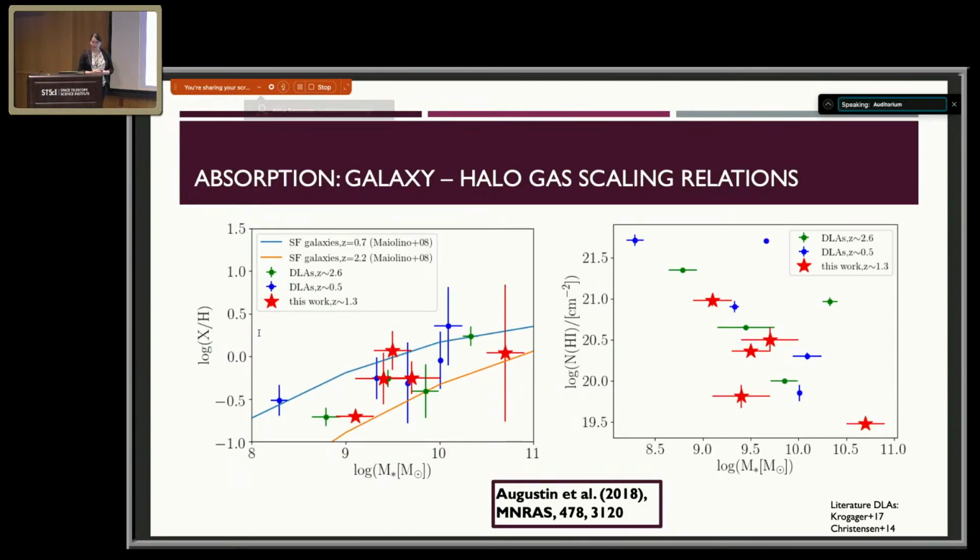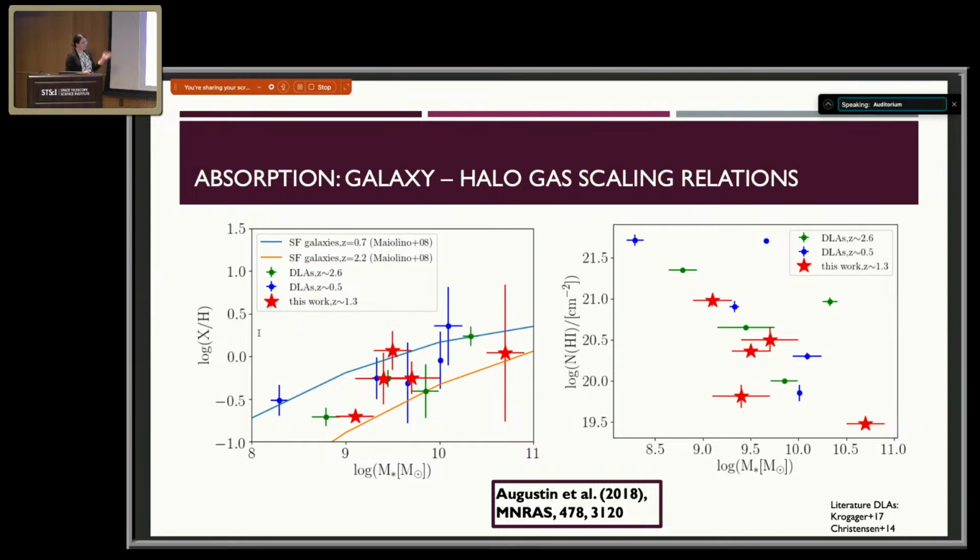And what have we learned in the past? Typically, we like to look at the strongest H1 absorbers because we think that they are closely connected to the central galaxy disks. We've learned already that the metallicity probed in the halos in these DLAs follows the expectations from the mass metallicity relation for galaxies once we correct for a flat metallicity gradient into the halo.